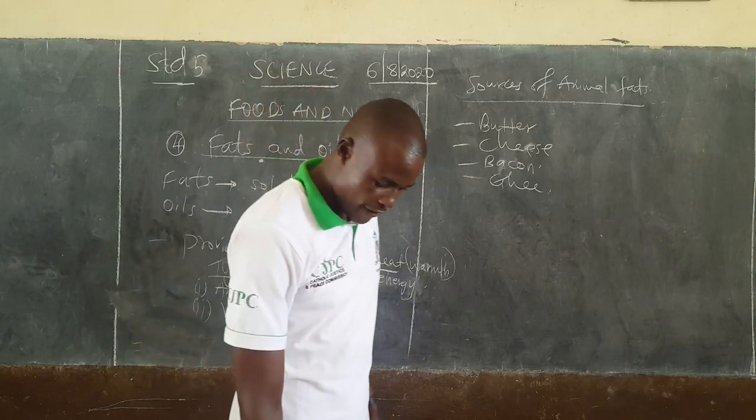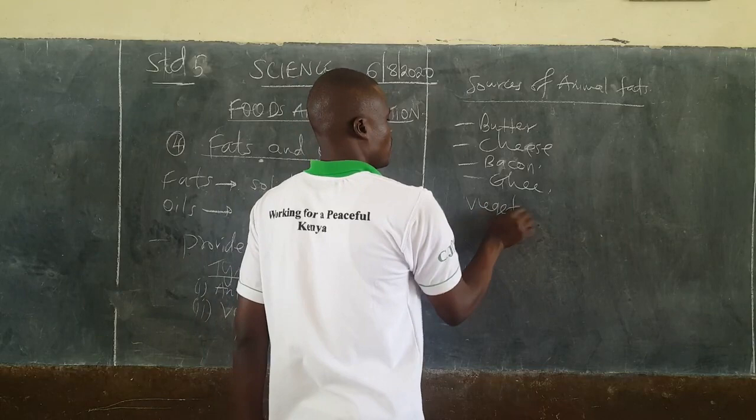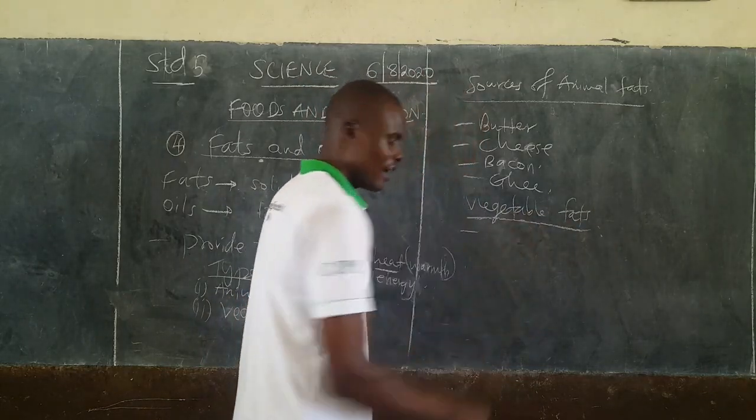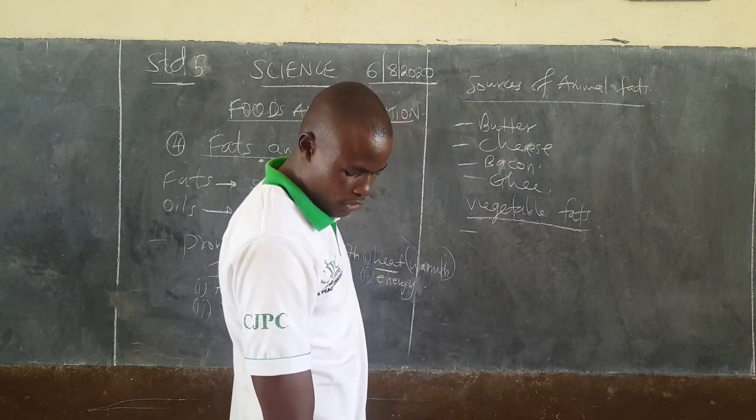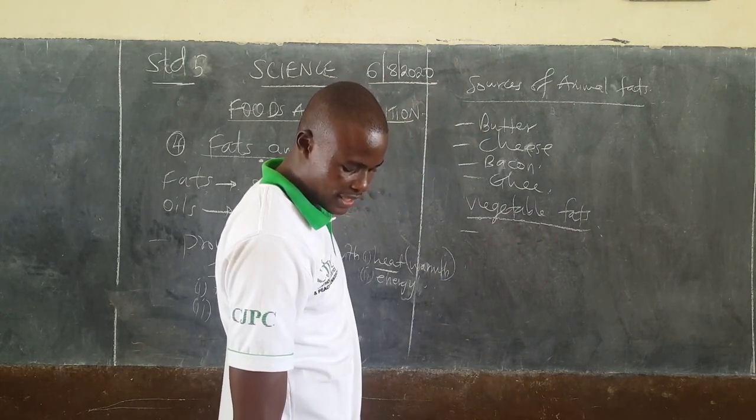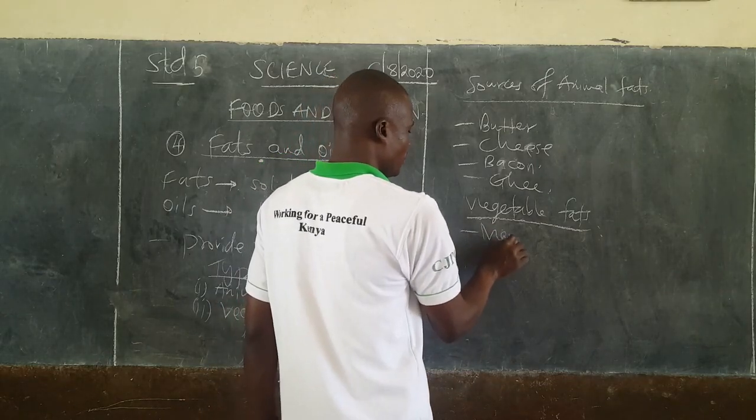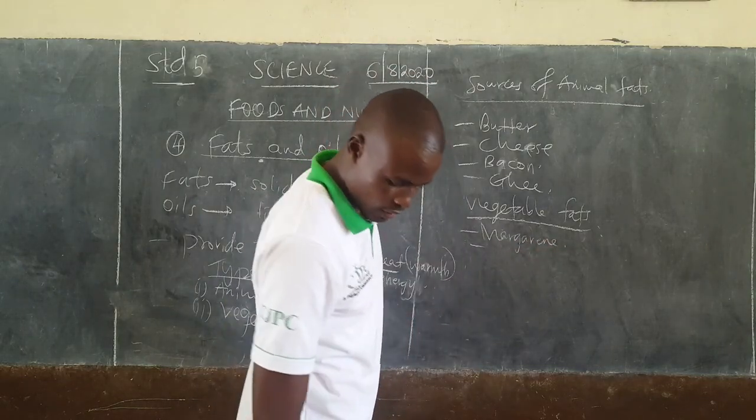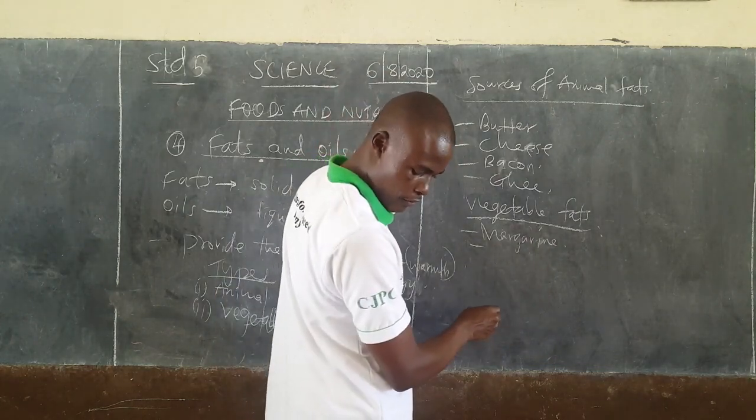Then coming to the sources of vegetable fats, we have margarine, coconut, salads, avocado, and cashew nut. Margarine is number one. After margarine, we have avocado.